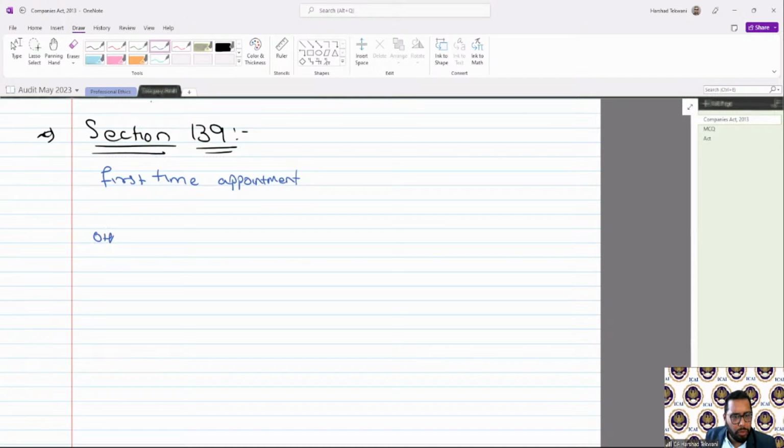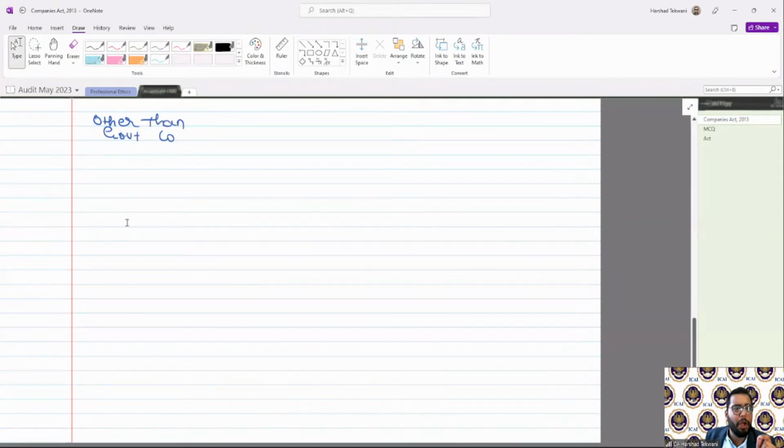Now, with respect to a company other than a government company, the first time appointment of an auditor is required to be done by the board of directors. The first time appointment is required to be done by the board of directors, and that too within 30 days. Within 30 days, they are required to appoint the auditor. Now, these 30 days are from the date of registration of the company.